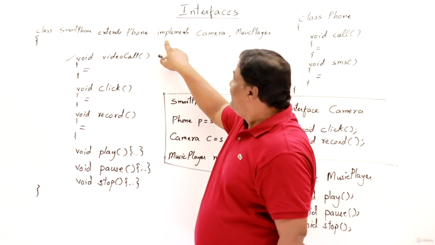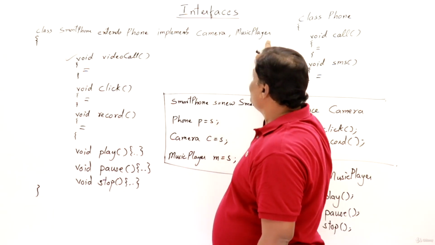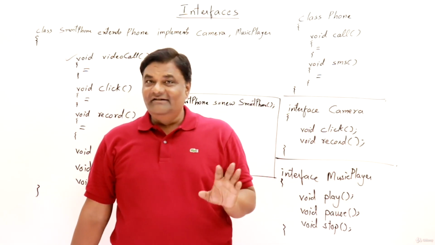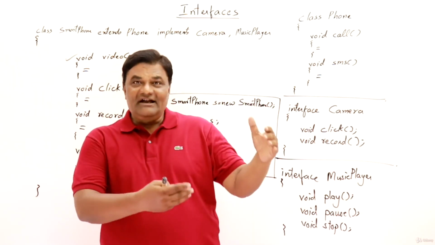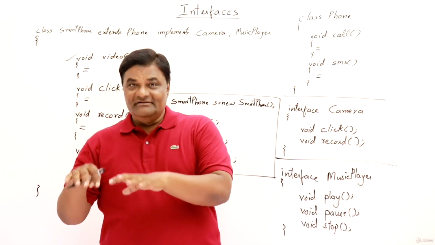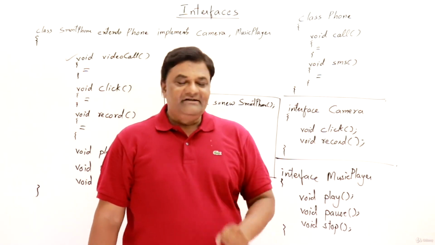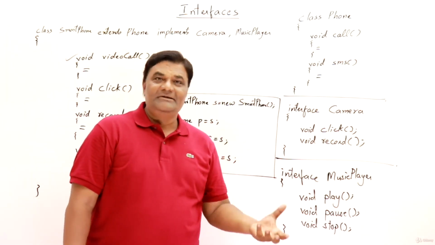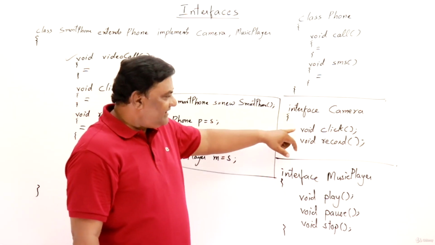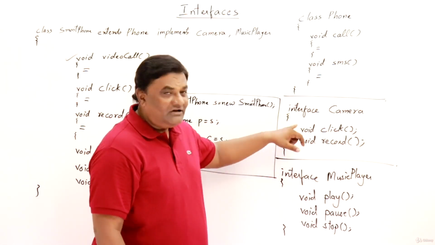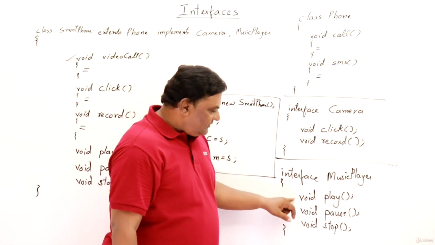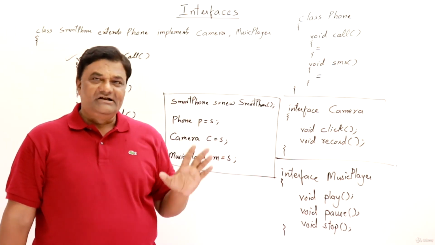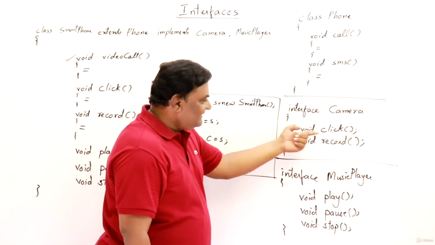Now, next thing, implements Camera, MusicPlayer. A class can implement an interface. It will not extend an interface, it will implement an interface. So those interfaces are implemented here in SmartPhone, Camera and MusicPlayer. Once a class says it has to implement an interface, it should override all the methods of the interface, and all three methods of this interface. If it is not overriding them, then the class becomes abstract. So I have overridden click and record.